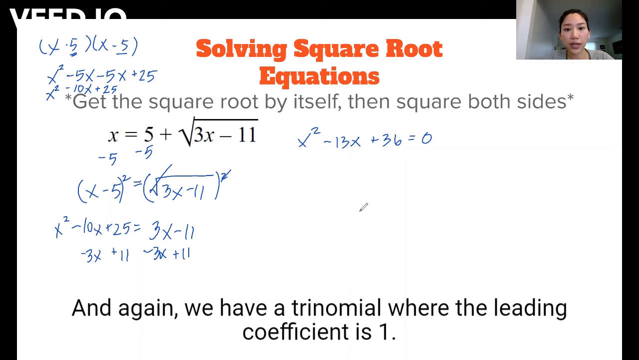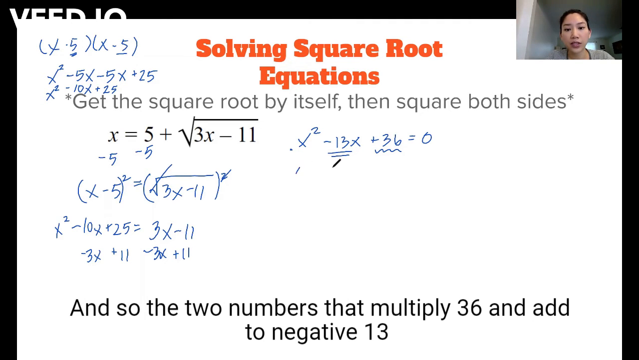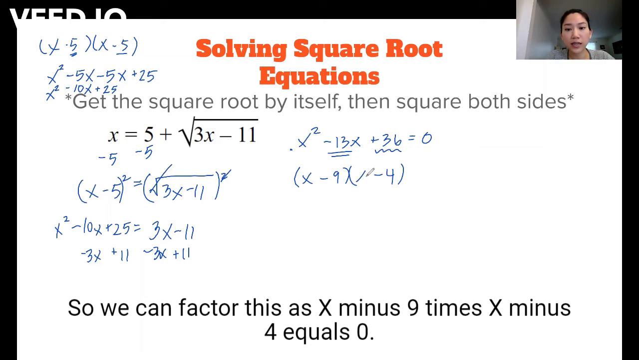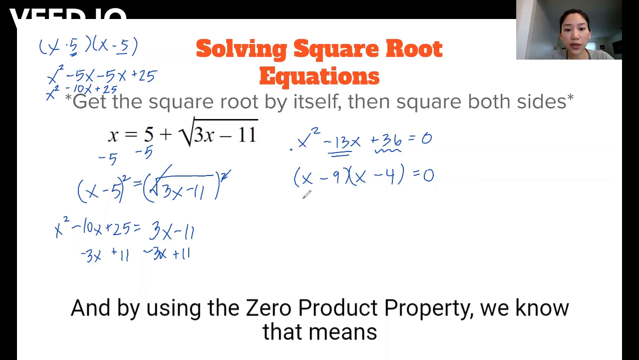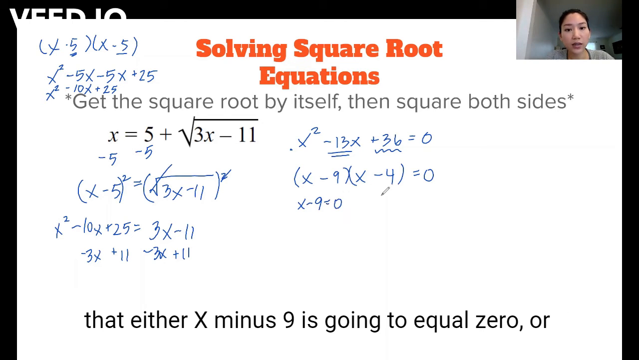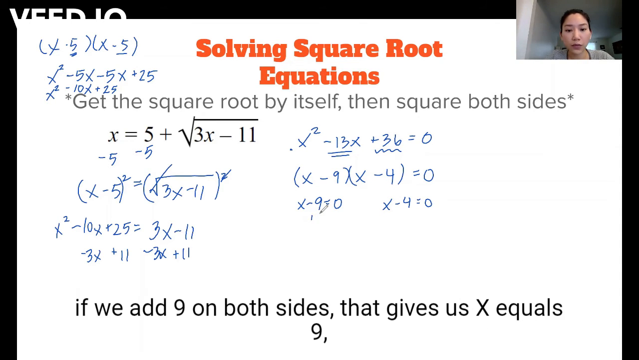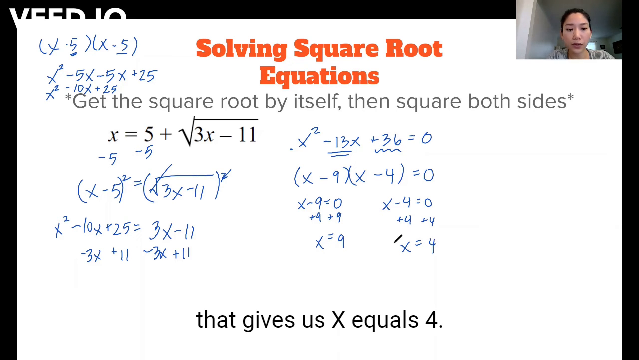And again, we have a trinomial where the leading coefficient is 1. So we want two numbers that multiply to 36 and add to negative 13. The two numbers that multiply to 36 and add to negative 13 are negative 9 and negative 4. So we can factor this as x minus 9 times x minus 4 equals 0. By using the zero product property, we know that either x minus 9 equals 0 or x minus 4 equals 0. If it's the first one, if we add 9 on both sides, that gives us x equals 9. And if it's the second one, we add 4 on both sides, and that gives us x equals 4.